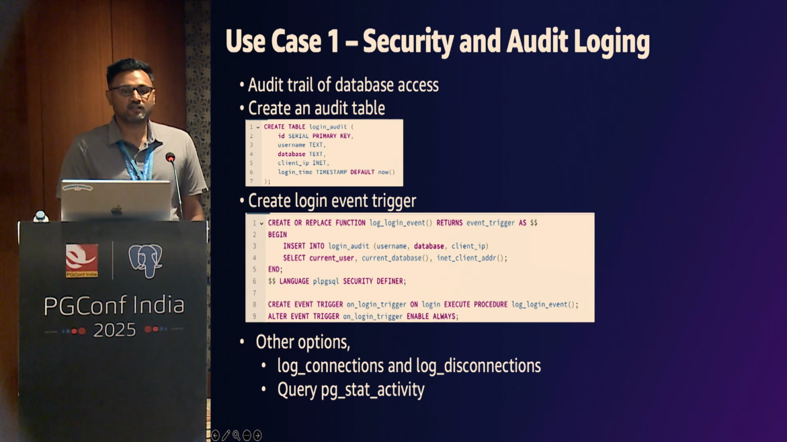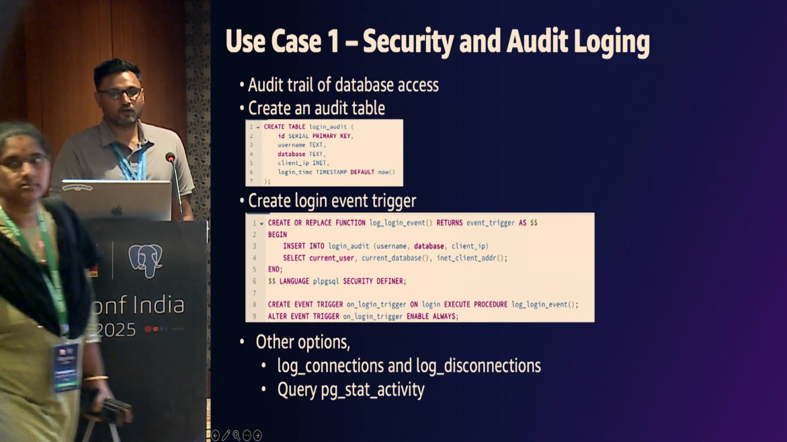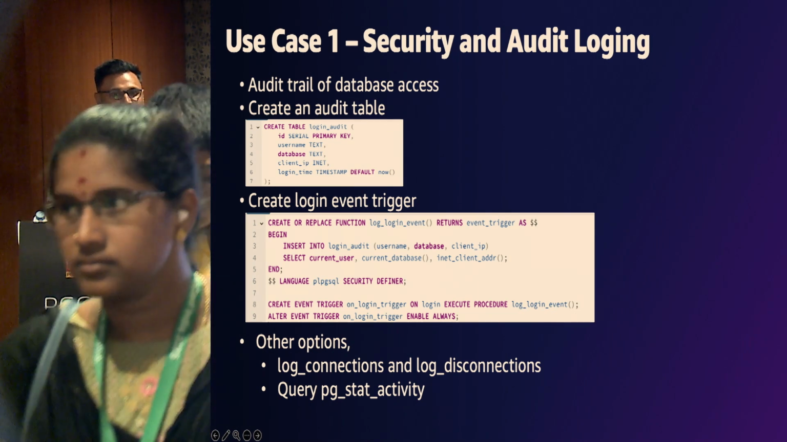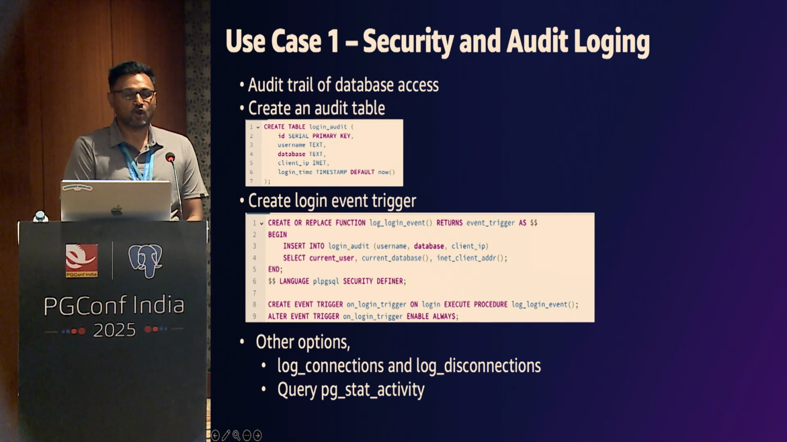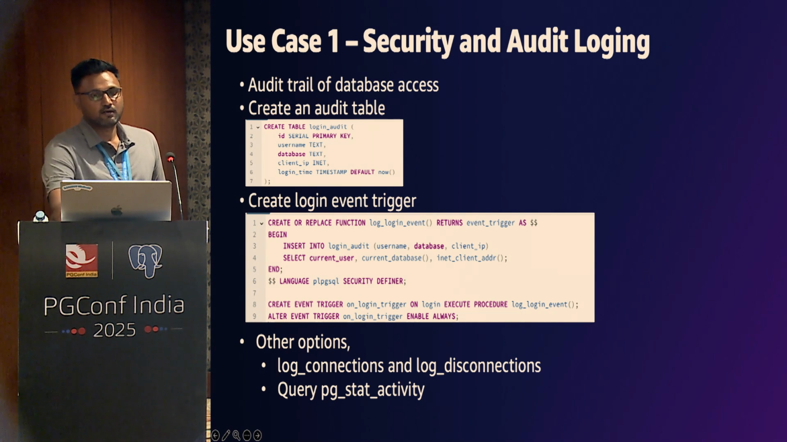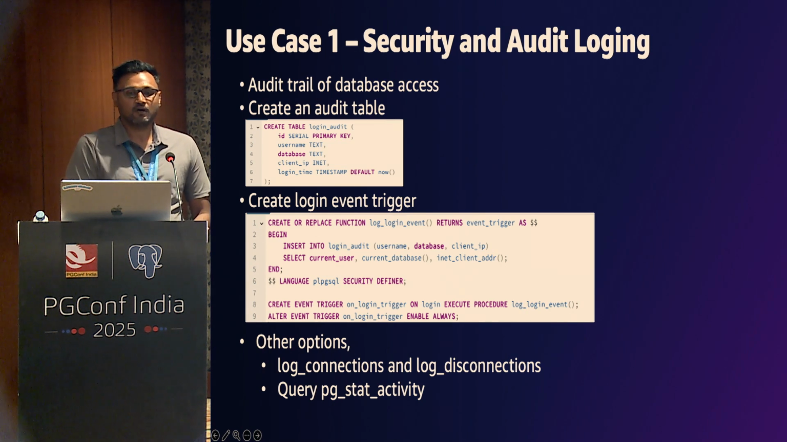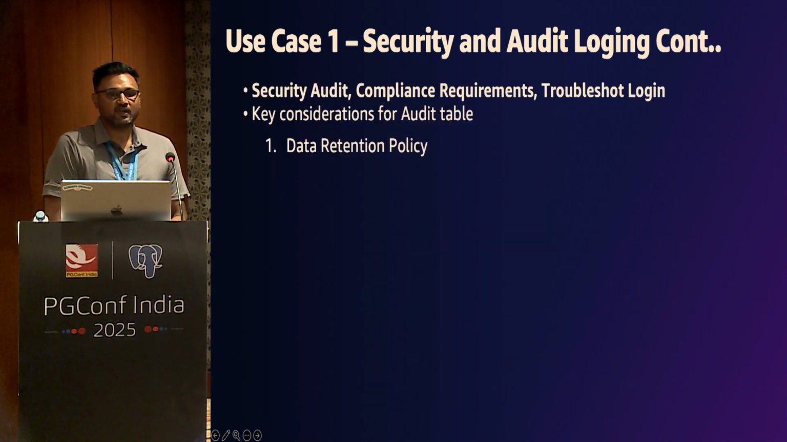Prior to login event triggers, we had other options, the log_connections and log_disconnections attributes, which are configuration attributes in postgresql.conf, where you can enable these configuration items and have logging for connection and disconnection. And we can also query pg_stat_activity to see the recent login events. Using this login audit table, we can do security audits, meet compliance requirements, and troubleshoot login related issues.